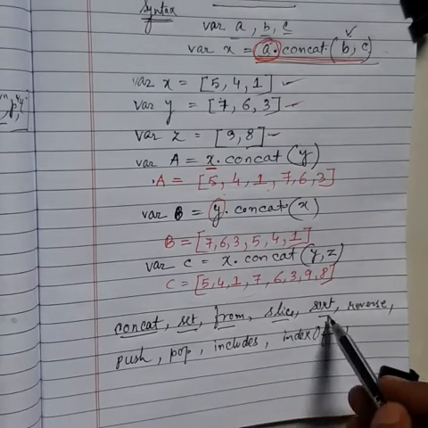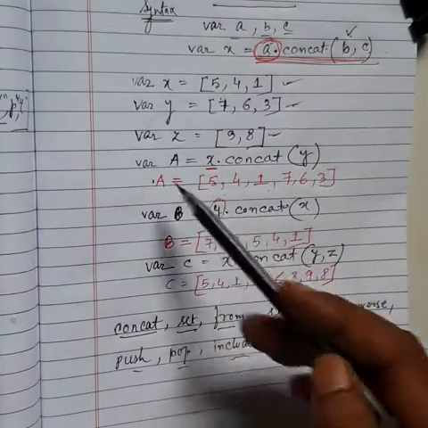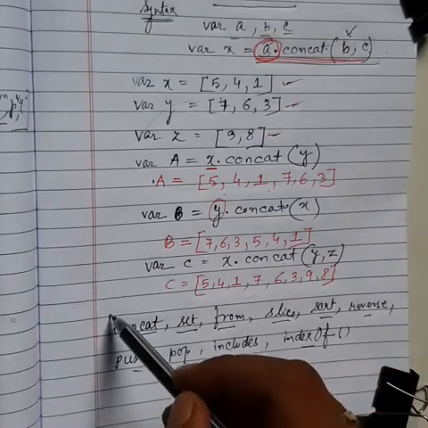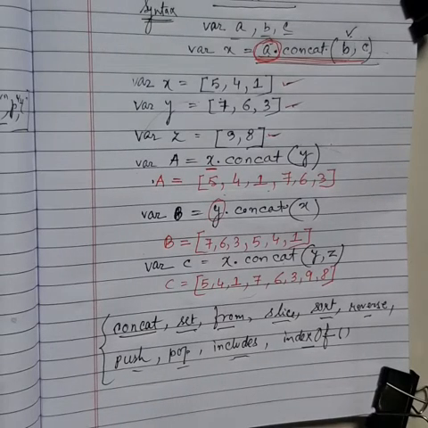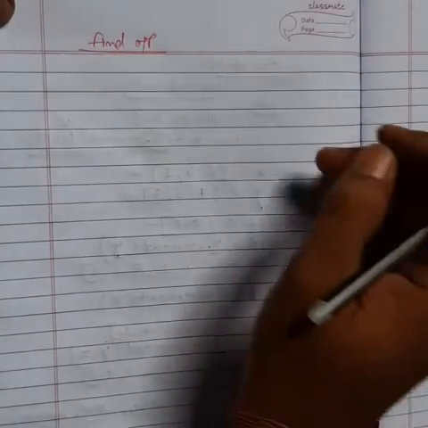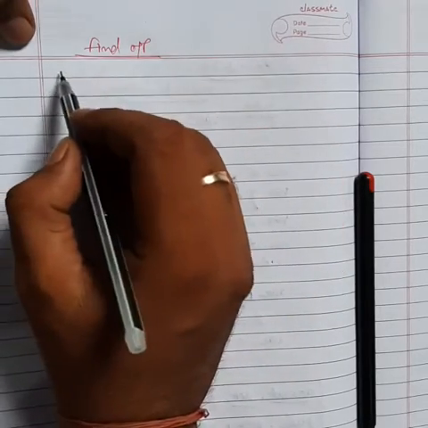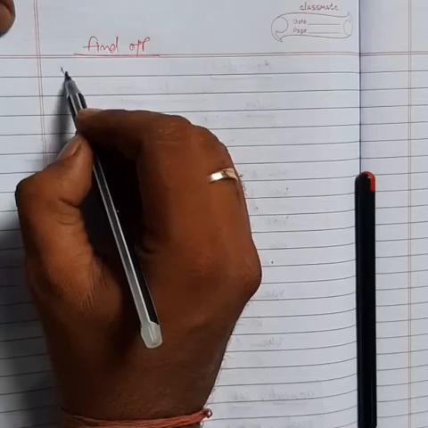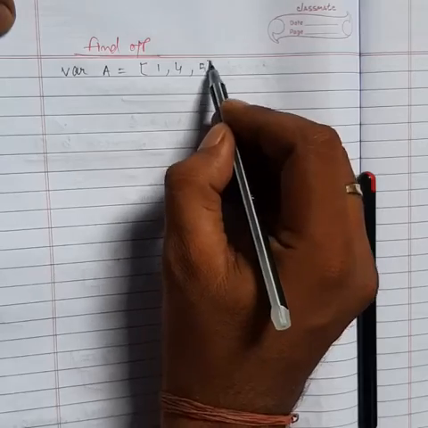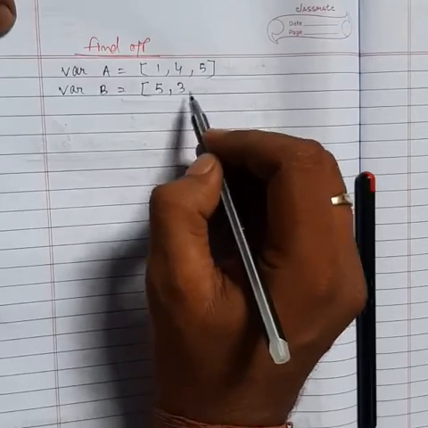Now we'll do a few more operations using some of these methods, and that will be the type of question. Sometimes this kind of direct output based question can come in your exam, but next we are going to discuss various combinations of methods, means how multiple methods are combined and questions are asked. Now we are going to discuss an output based program. So let me write one question. Suppose we have one array a equal to 1 4 5, and b equal to 5 3 1.